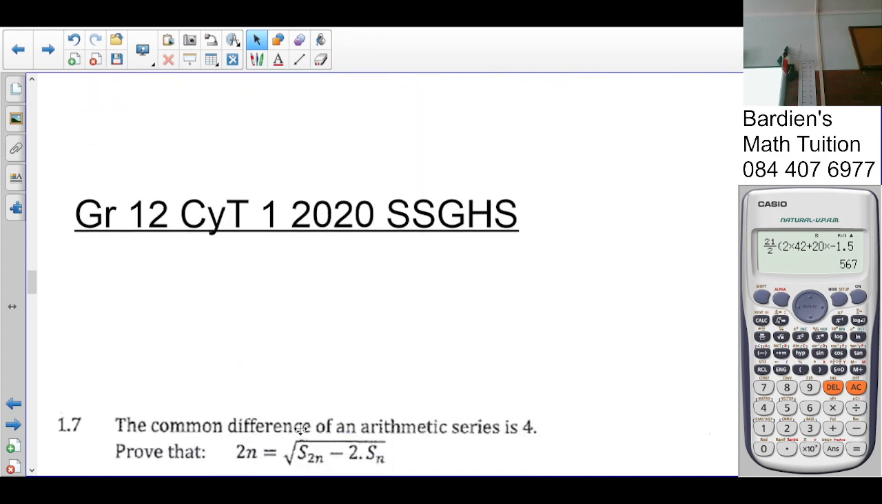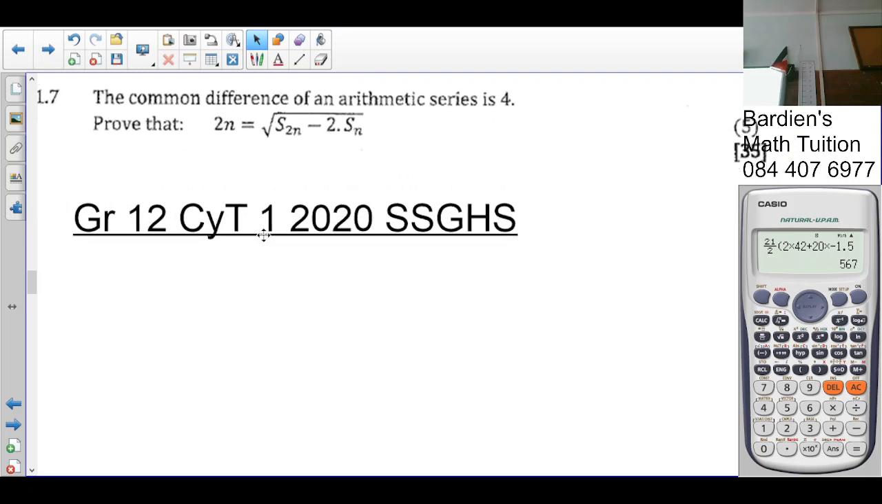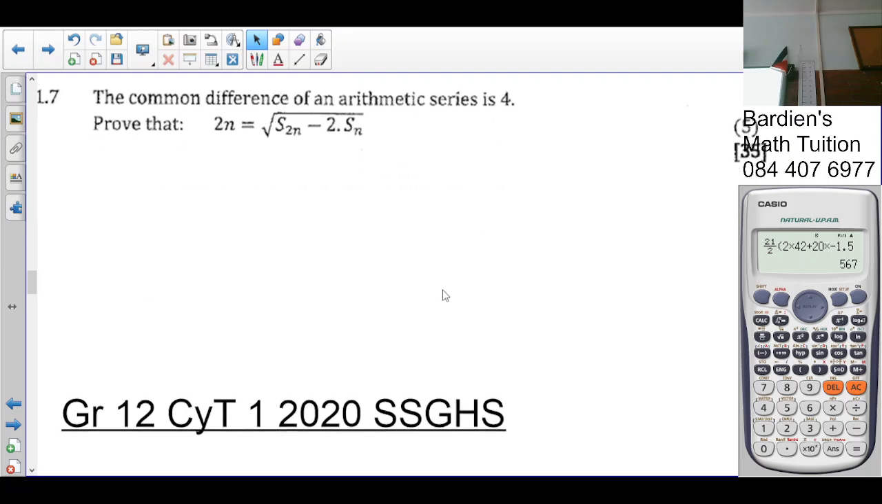Okay, 1.7. In 1.7 it says the common difference of an arithmetic series is 4. So what is 4? The common difference, which is d. The question says prove that the square root of S2n minus 2 times Sn is equal to 2n. Okay, so this is an identity. So we must prove left hand side equal to the right hand side. So which side is more complex? The right side. So you start with the right hand side, as we do in 3.